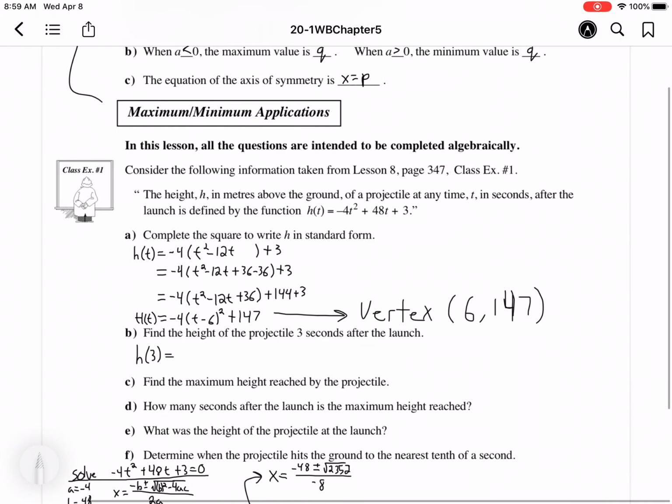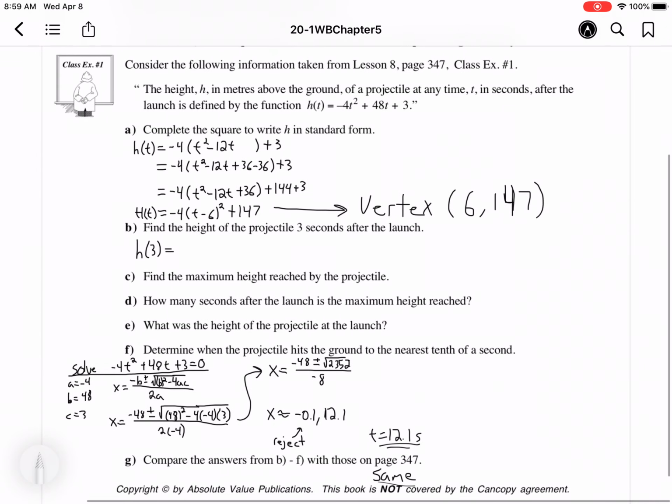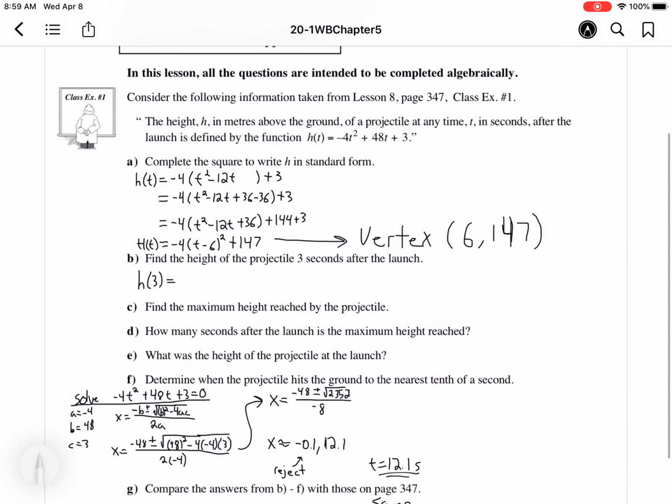And so what we're going to do is we're going to basically redo class example number 1 from lesson 8, but we're going to do it algebraically now, right? So the height h in meters above the ground of a projectile at any time t in seconds after the launch is defined by the function h(t) = -4t² + 48t + 3, right? And so if I look at that, I need to write it in standard form. Okay, we're writing standard form.